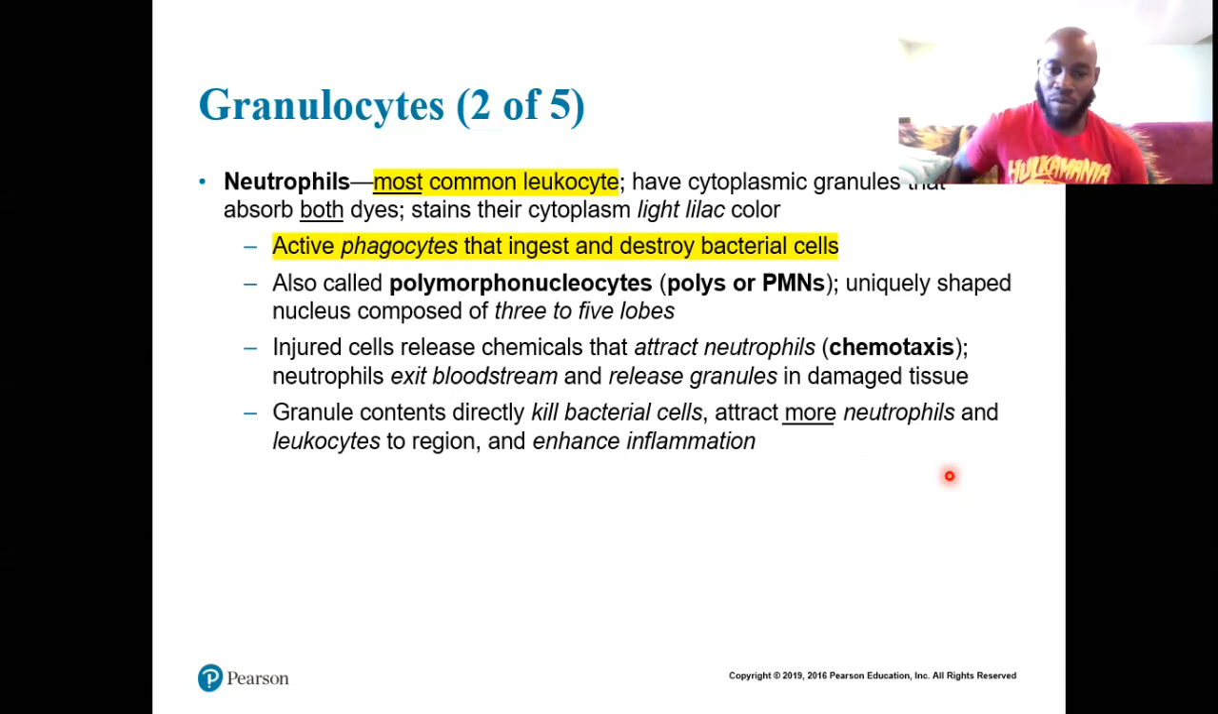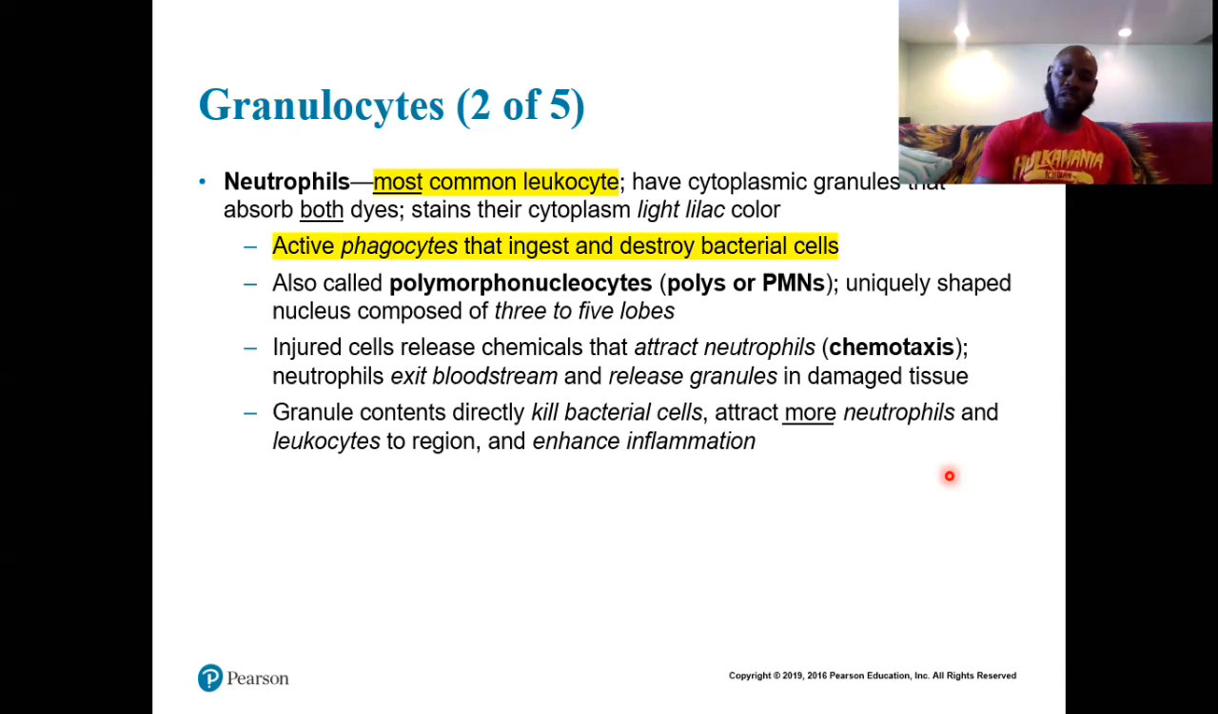Injured cells release chemicals that attract neutrophils. That's called chemotaxis. We'll talk about that process in more detail a little bit later on. These neutrophils can then exit the bloodstream and release granules in damaged tissue. So, bacterial infections, they directly work against those.